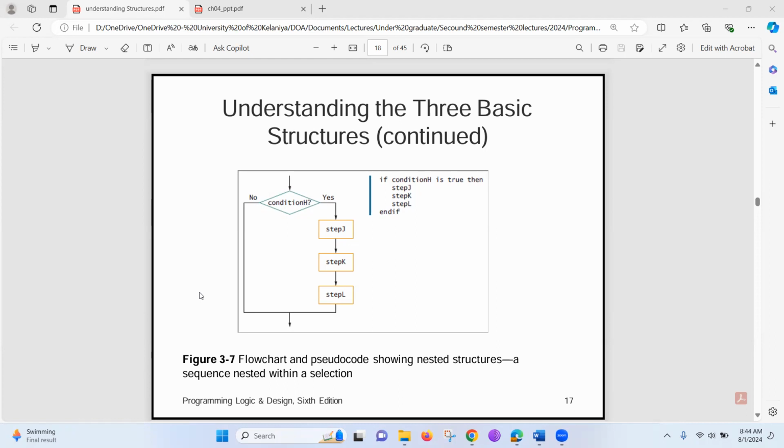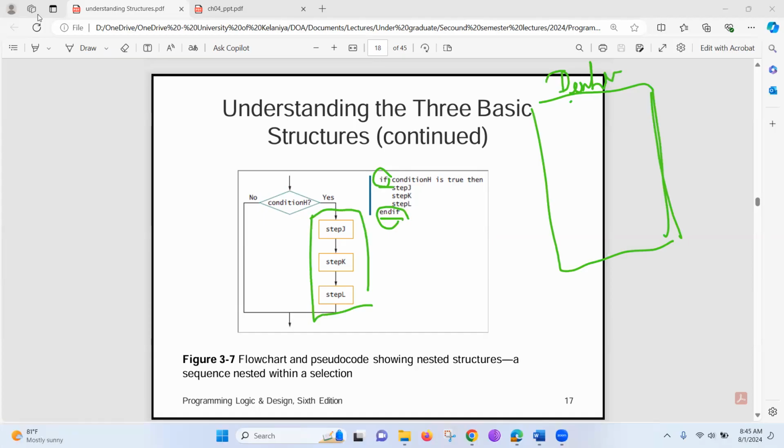So here, firstly, you have the decision structure. How can we identify the decision structure? By looking at the symbols also, you can say, or otherwise, if you look at the pseudocode also, you can understand here, starting with if and ending with end if. That means the main program or main structure is going as the decision one, the decision structure. In between, you can identify this is what? This is what?